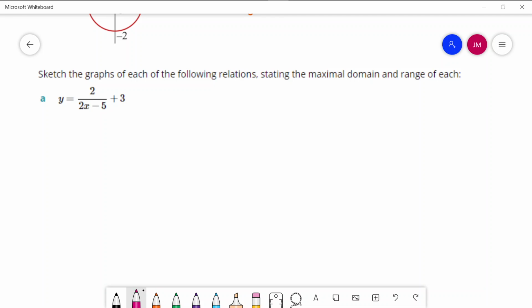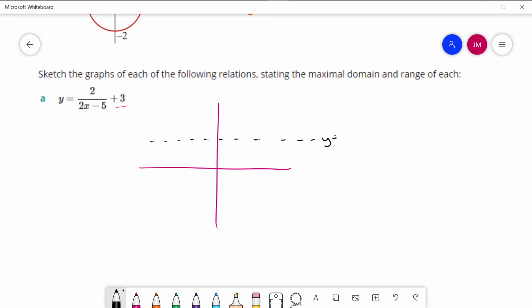So the type of graph this is, you can see there's x in the denominator to the power of 1, so it's a hyperbola, and it's the power of a positive x in that equation, so there's no reflection there. And we've got translations of plus 3 up, and 5 on 2 in the x direction. So let's put our asymptotes in first. Let's do all the heavy lifting. There's our axes.